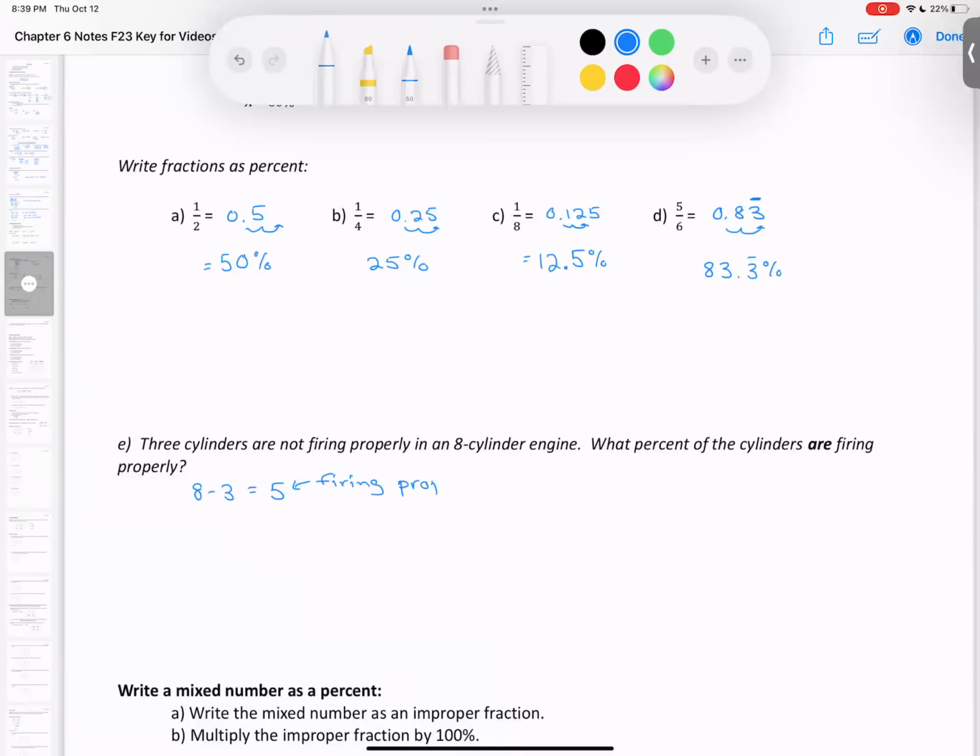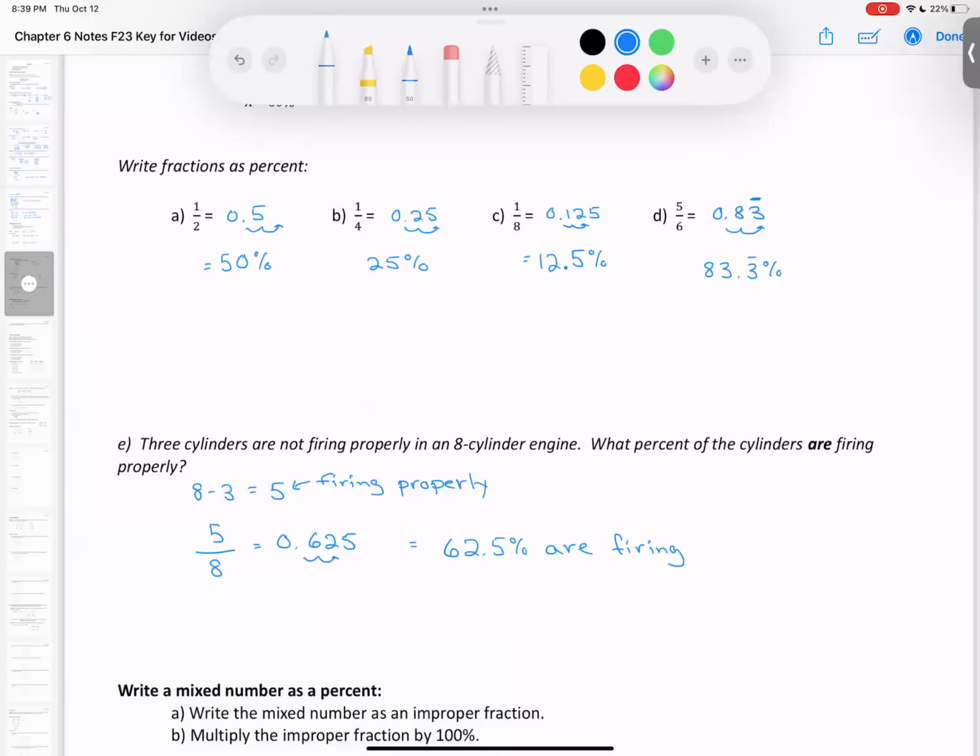So we're looking for the percentage firing properly, so that's going to be 5 out of our total of 8. That would be our fraction. And so now we're going to convert that to a percent. So 5 divided by 8 on my calculator gives me 0.625. Move that decimal place over 2 to the right to convert to a percentage, and we get 62.5% are firing properly.